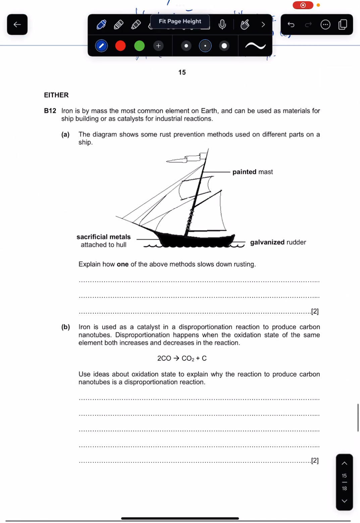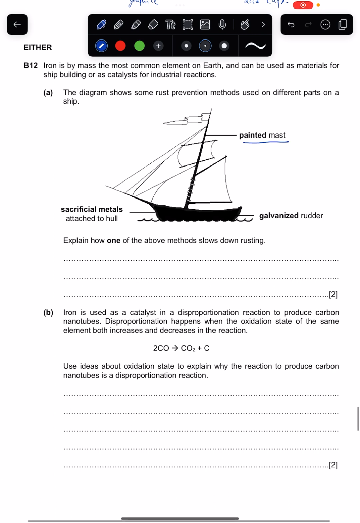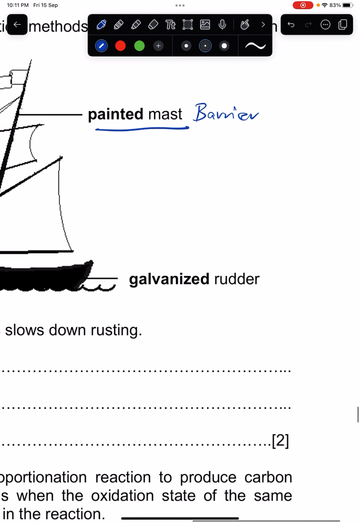Paint. So this is the topic of your reactivity. So let's explain how one of these methods works. So I only explain everything of course. So painting the metal, this is the idea of a barrier. I need to see the word barrier. So how would you get the mark here? So I'll tell them, this paint has a barrier. I will up front give this keyword to them.